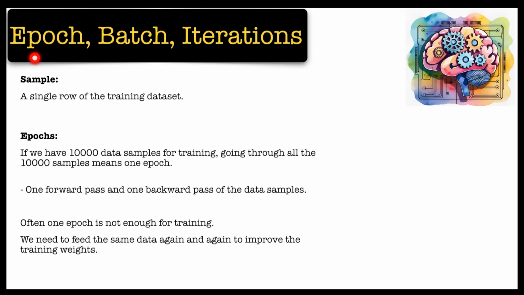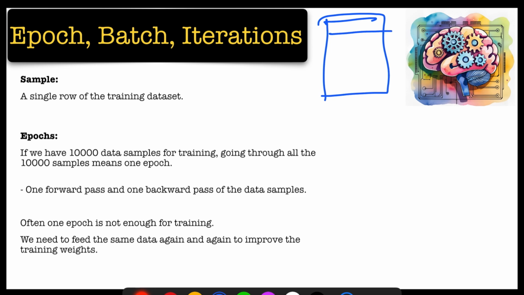Let's talk about epoch, batch and iterations. So first, what is a sample? A sample is a single row of the training data set. So if in your training data set you have, let's say, 10,000 rows, or for an image data set, let's say you have 10,000 images, or maybe 10,000 documents, that means you have 10,000 samples in your data set.